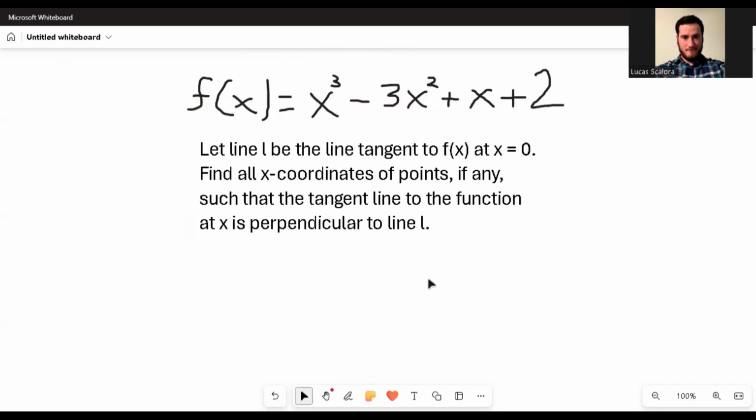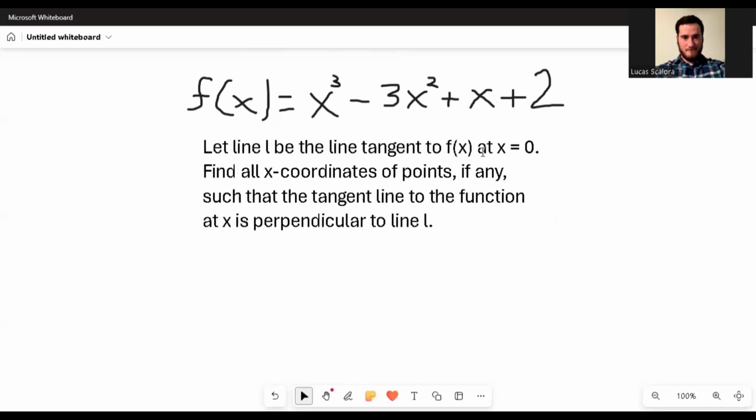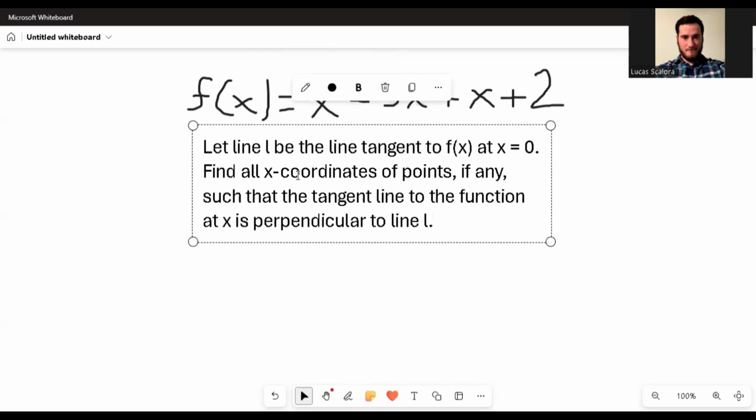All right, so we have f of x equals x cubed minus 3x squared plus x plus 2. And we're going to let the line L be the line tangent to f of x at x equals 0. We want to find all x coordinates of points, if any, such that the tangent line to the function at x is perpendicular to line L.